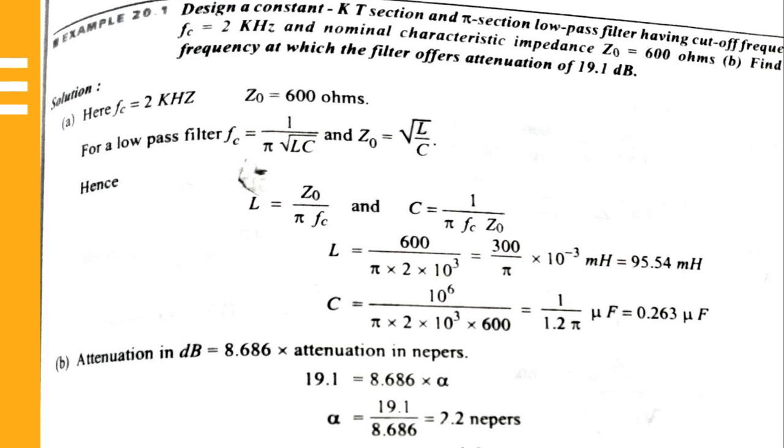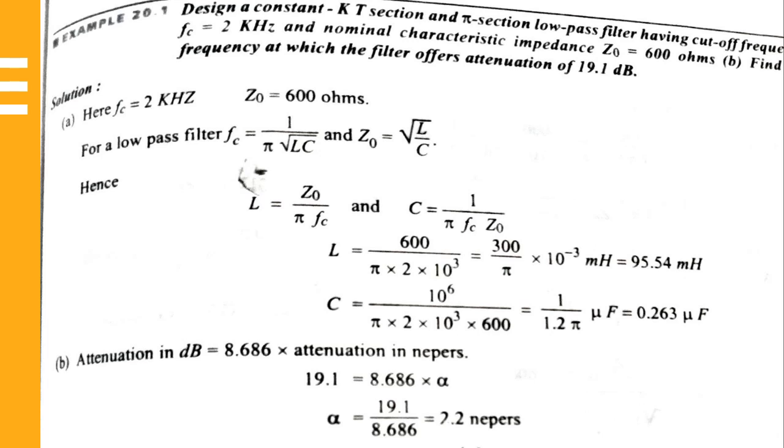The second component is the capacitor. Remember the inductor value will always be in milli, and the capacitor value will be in micro, and the inductor is measured in henry and the capacitor in farad. So substitute the value here. To take the micro, we need 10 to the power minus 6, and here pi into 2 into 10 to the power 3 into 600. Likewise, you can find it with the help of the calculator and cross verify this answer.